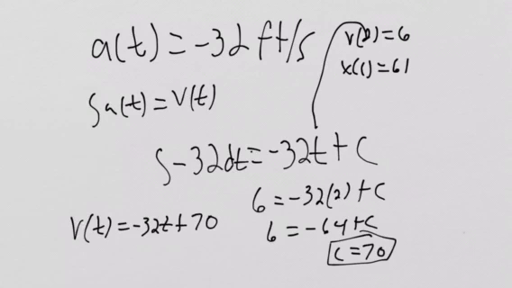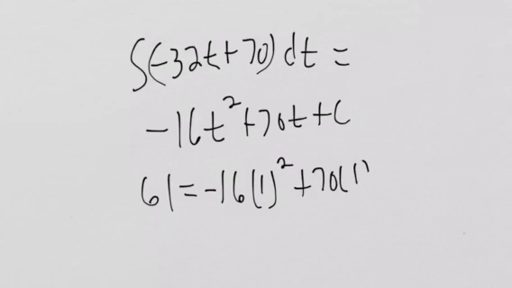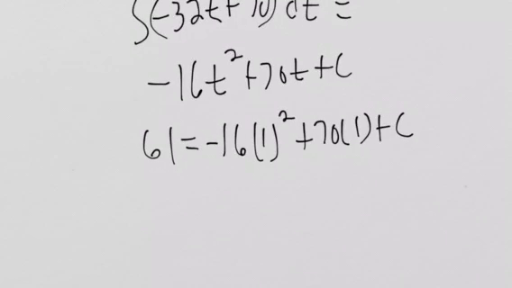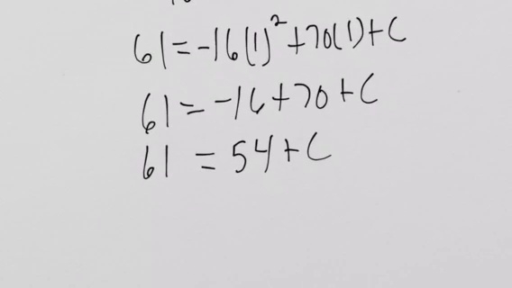And then again, I know that if I plug in t equals 1, I'm going to get a result of 61. So what I'm going to do is say 61 equals negative 16 times 1 squared plus 70 times 1 plus c. So I get 61 equals negative 16 plus 70 plus c. Okay, 61 equals 54 plus c. And then c is equal to 7.